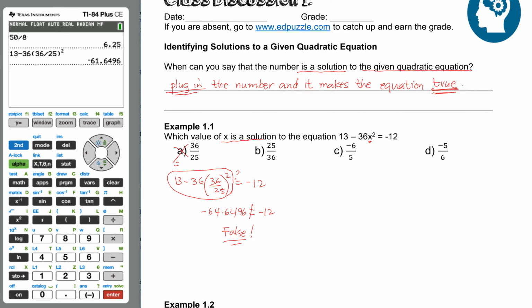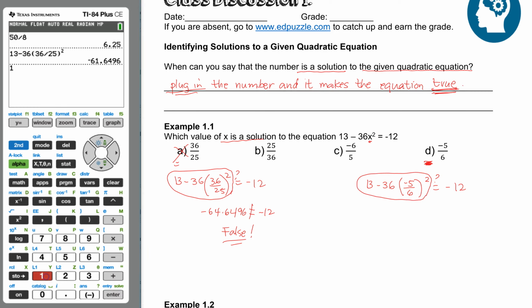Now let me just pick random numbers. I'll try D. Okay, so I'm not doing it in order, so I'll try D. So we have here 13 minus 36 times negative 5 over 6 squared equals negative 12. So I'm trying to verify whether this number works in that given equation. Again, do not worry about which number you need to work out first. Just enter everything in the calculator.